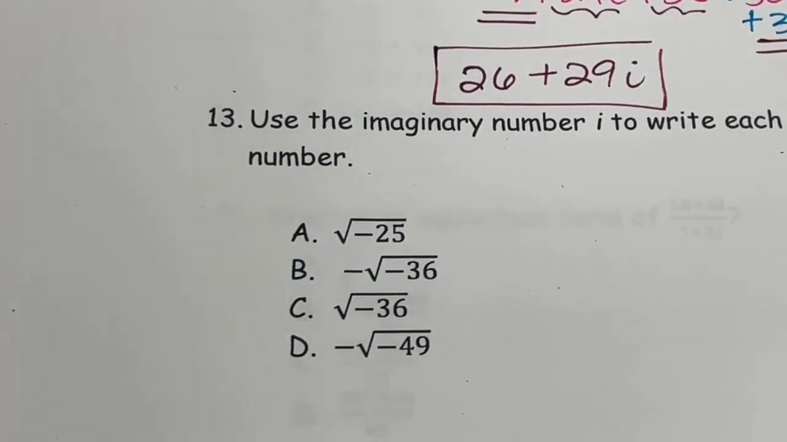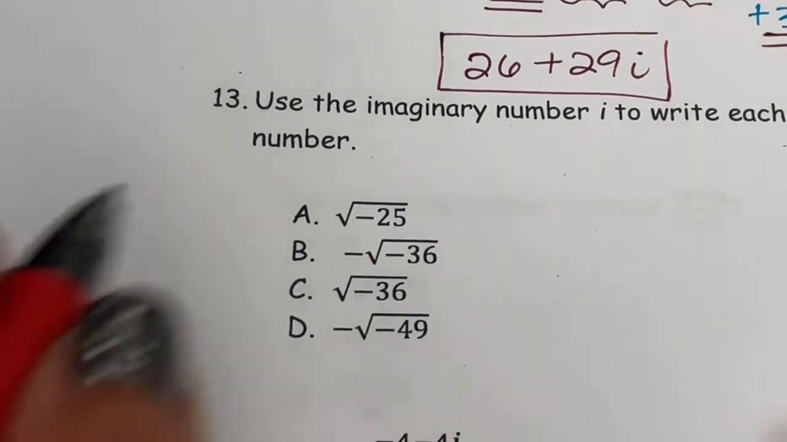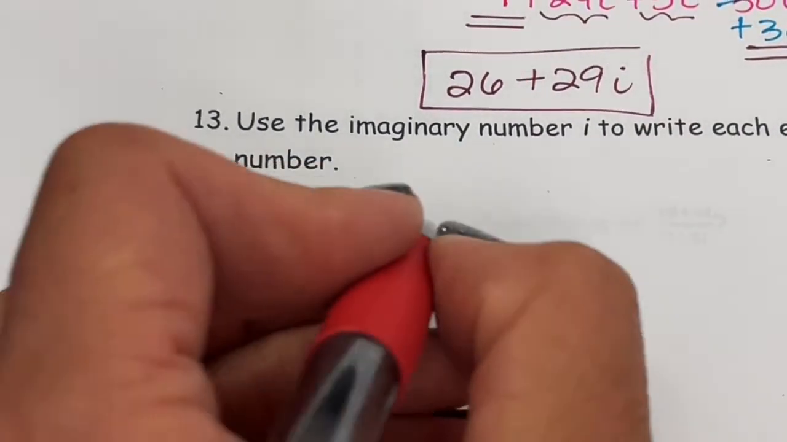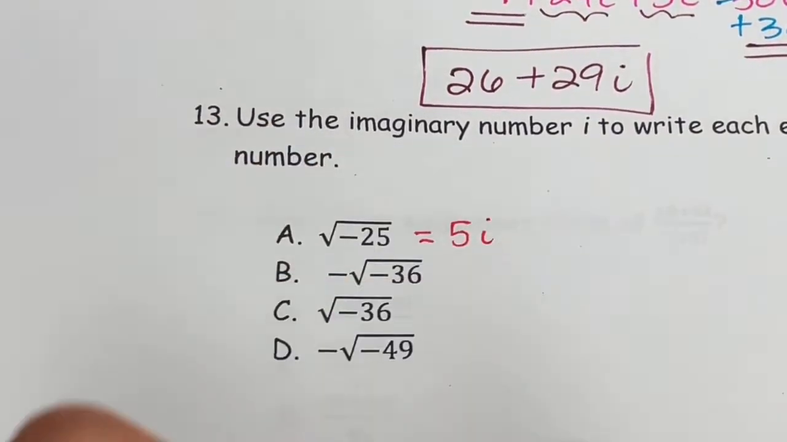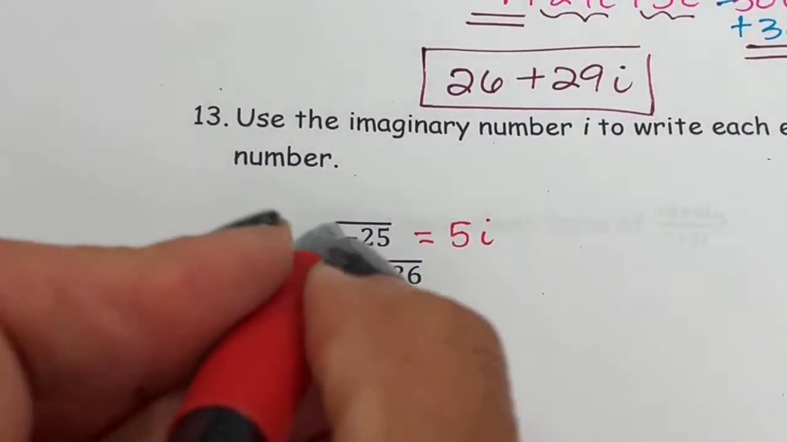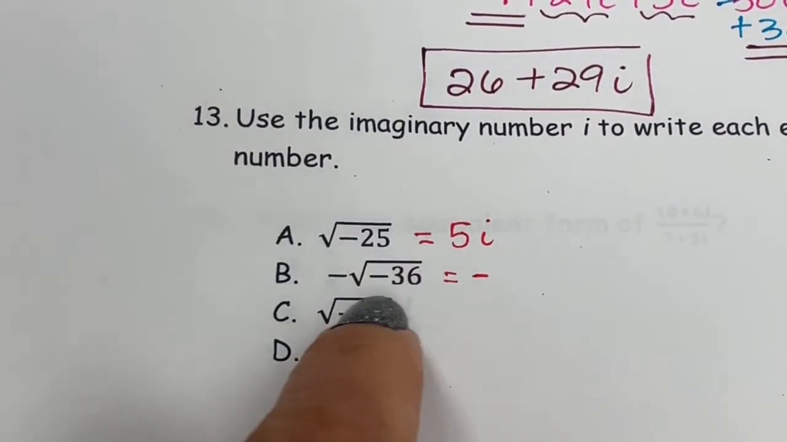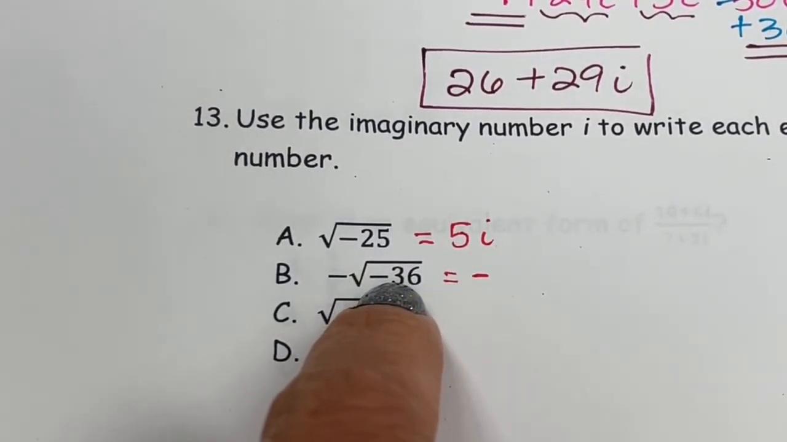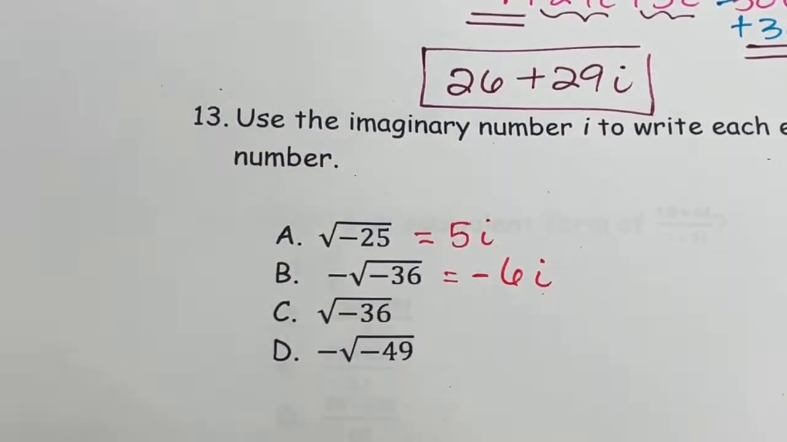Number 13. Use the imaginary number i to write each expression as a complex number. Remember, anytime you see a negative under the radical, you got to poke an i out. The square root of 25 is 5, so it'll be 5i. This one has a negative out front of the radical, so that negative is going to be there. And then the negative in the radical, you poke an i out, and the square root of 36 is 6. So 6i, so negative 6i.